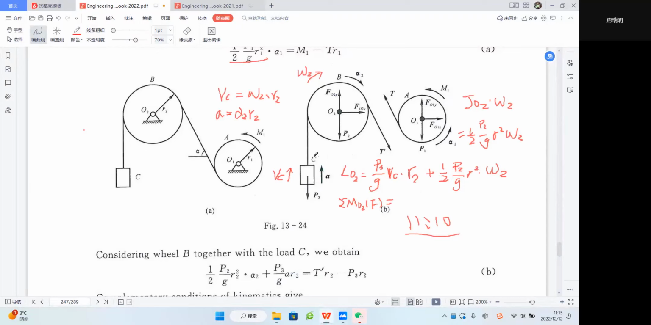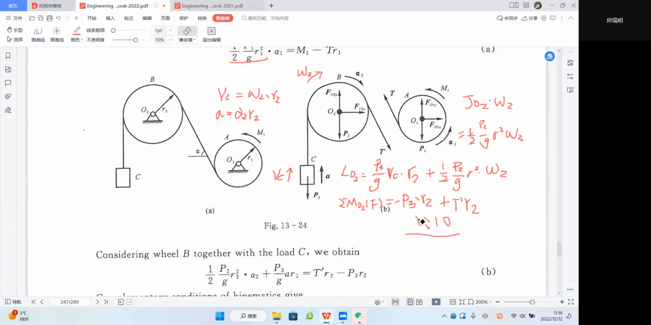Here, among the external forces, we have P3. So P3 times R second, not RR. But this direction is actually the opposite direction of alpha second, so we have to give a negative sign. And we also have T prime here. So T prime times R2. Its moment is along the same direction as alpha 2, so we should plus T prime R2.